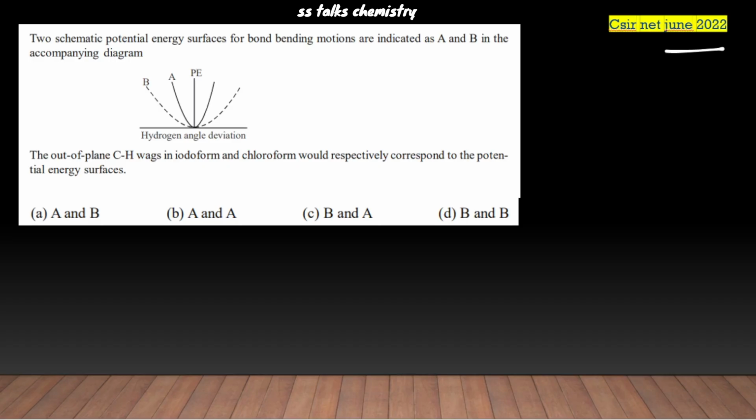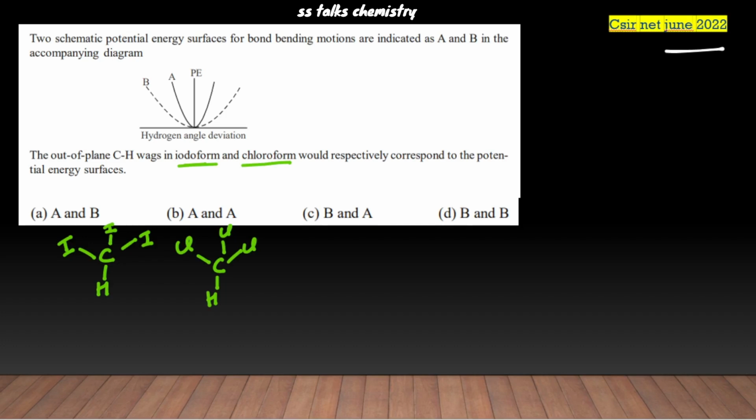Okay, so two molecules have been given, iodoform and chloroform. From that, this diagram has been given, which is for the potential energy surfaces, right? So I know the basic formula for iodoform. You have the carbon and the hydrogen, and here three iodines are present, and in this you have the carbon and the hydrogen, and three chlorine atoms are present, right?